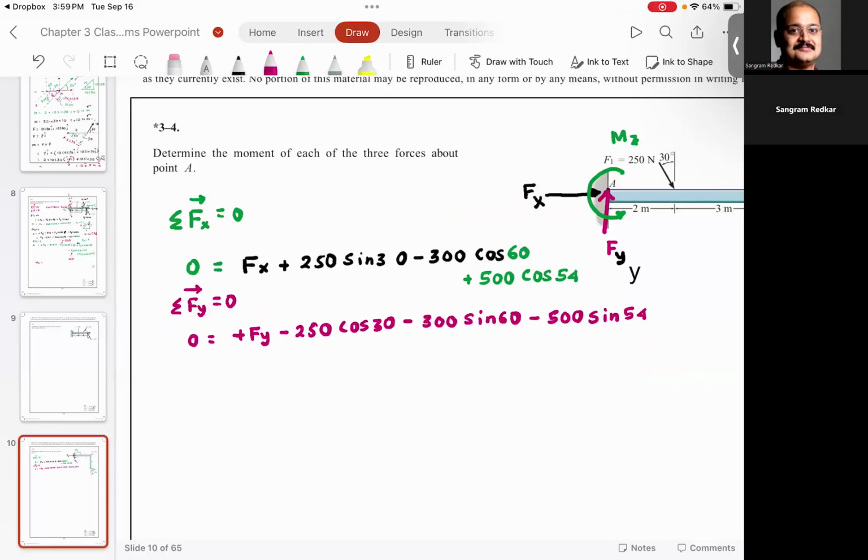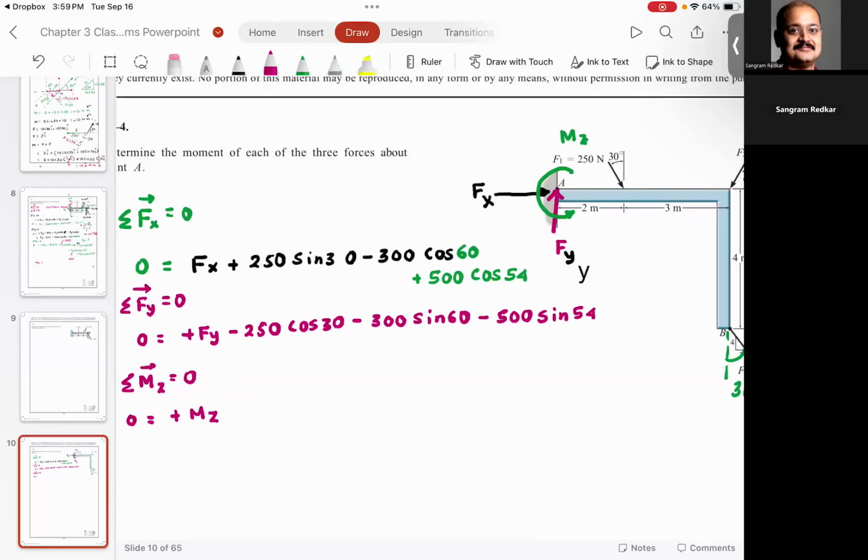Now tell me the same thing about the moments. Summation of moments about z is equal to 0. So is it positive or negative? The moment Mz is positive. You agree with me?